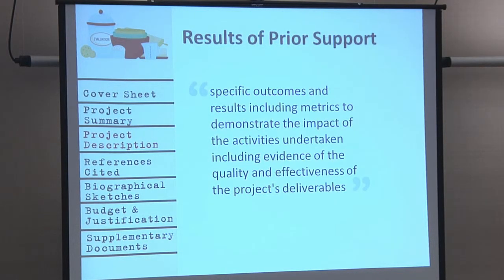All right, so for the results of prior support, the first one, if the PI or the co-PI on the proposal has received prior funding from NSF related to the proposal, then they must start their program description with a section titled Results of Prior NSF Support. So basically what people are looking for here when they're reviewing is that there's evidence of the quality and effectiveness of your prior work. That's the key. So this is where evaluation results of your prior work is going to go.